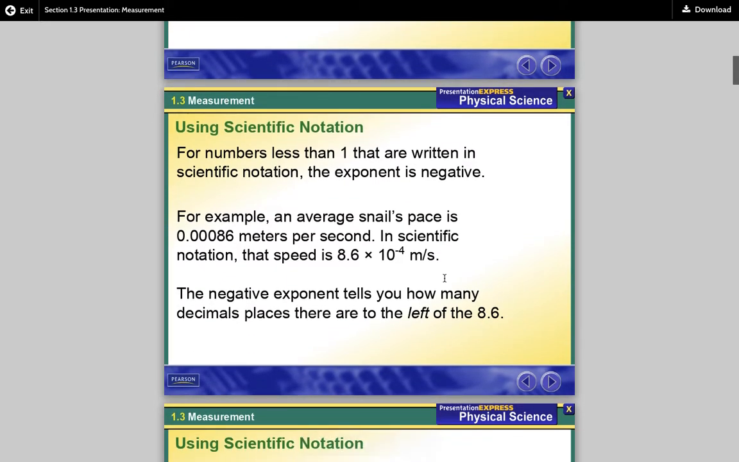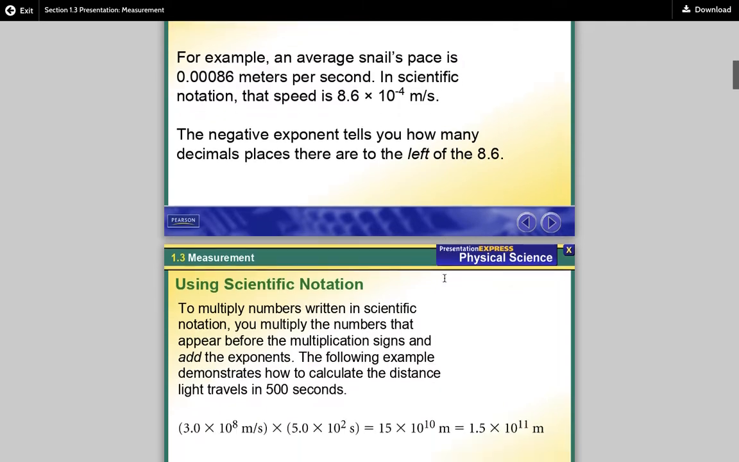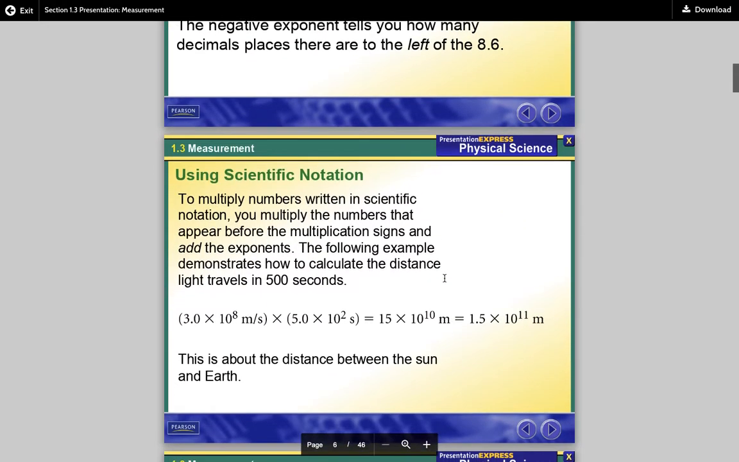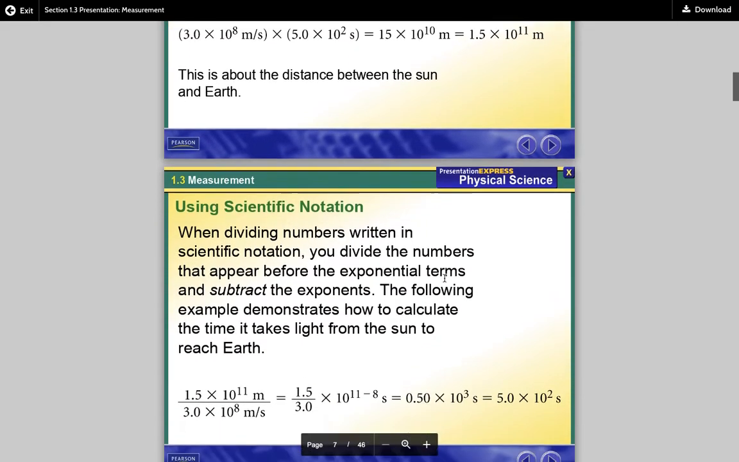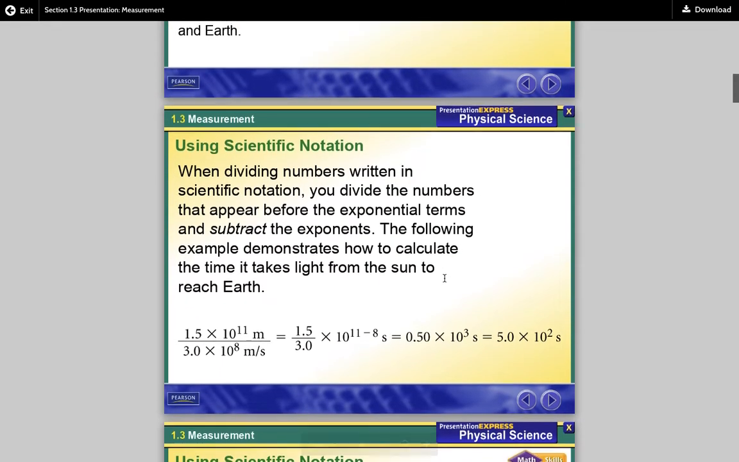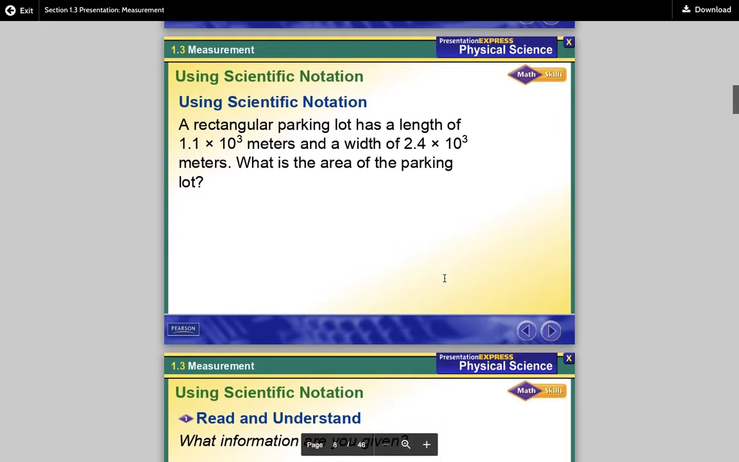For really small numbers, when you have a times 10 to a negative exponent, you're just going to move that decimal point in the other direction, that many places to the left of the number between 1 and 10 that you're given. When I multiply numbers in scientific notation, you add exponents together, and when I divide numbers in scientific notation, I'm going to subtract them. That's what they're covering here.